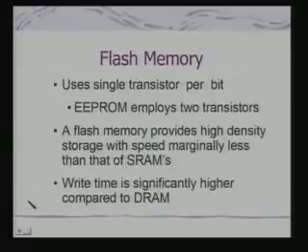The flash memory again uses a single transistor per bit, whereas electrically erasable EEPROM employs two transistors, more than one transistor. A flash memory provides high density storage with speed marginally less than that of SRAMs. Speed is primarily with reference to the access or read time. The write time is significantly higher compared to DRAM.